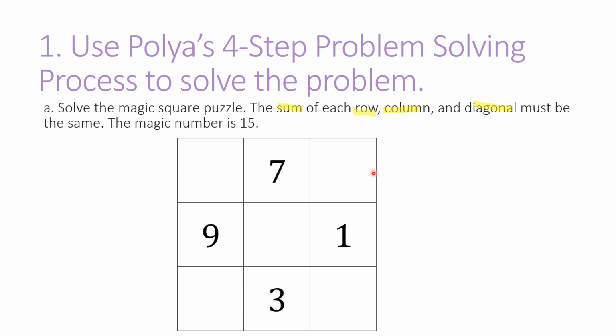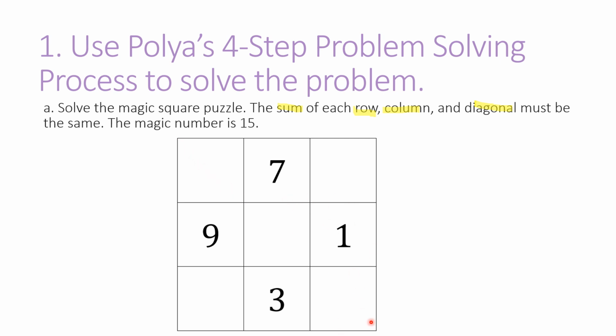All right, our first row, we've got just a 7. Our second row, we've got 9 and 1. So we've got a little more information in that middle row. And then the bottom row, we've just got a 3. For our columns, our column on the left, we've just got a 9. Our column in the middle, we've got 7 and 3. So again, a little bit more information in that middle column. And then on the right column, we've got just 1.